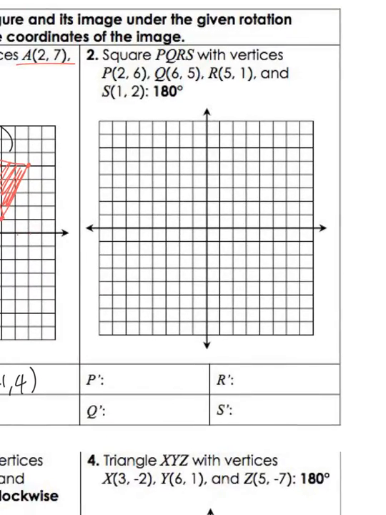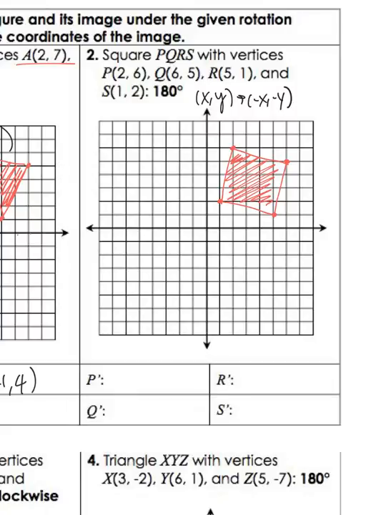Okay, let's try 180 degrees. So 180 degrees says I'm going to take (x, y) and switch it to (-x, -y). I don't actually switch them around, I just make them opposite. So let's graph it first: (2, 6), (6, 5), (5, 1), and (1, 2). So it's a square. It's a tilted square, but it's a square. So there's my square.